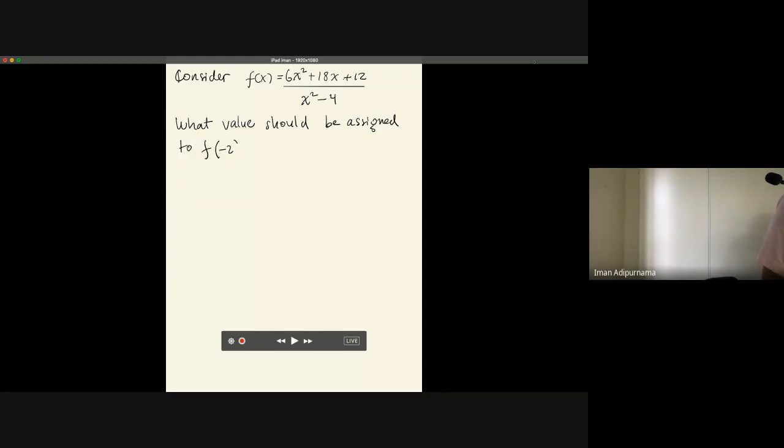If you consider a function, what value should be assigned to f to make f of x continuous.